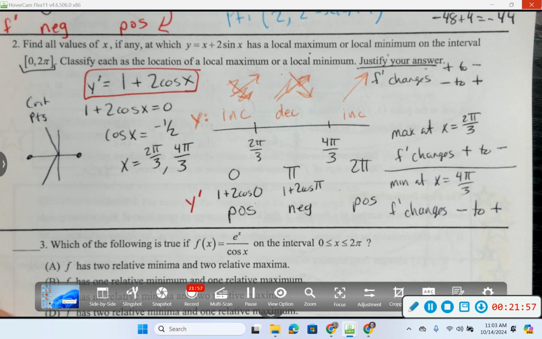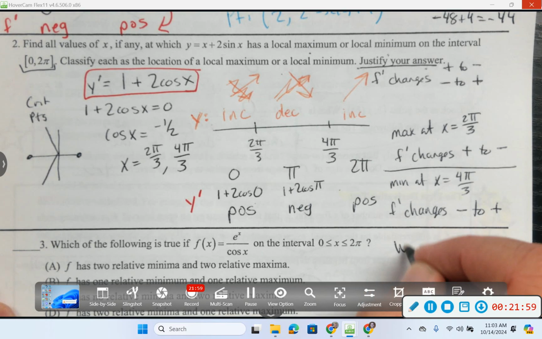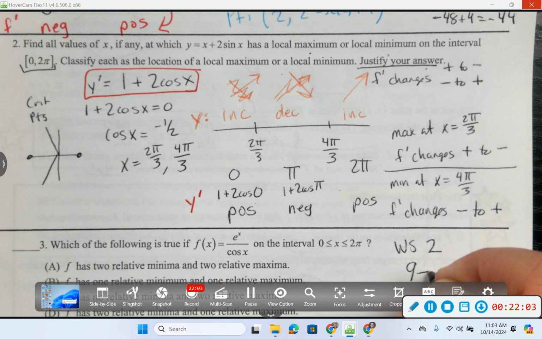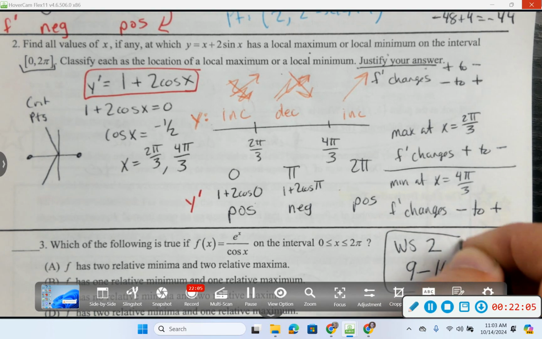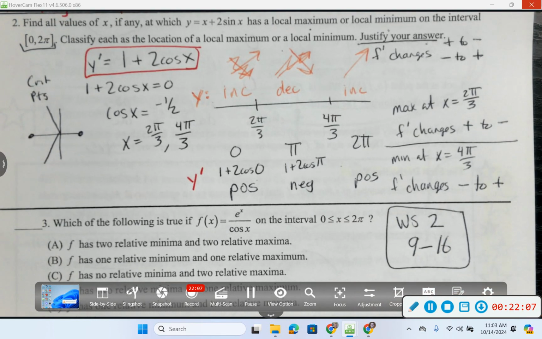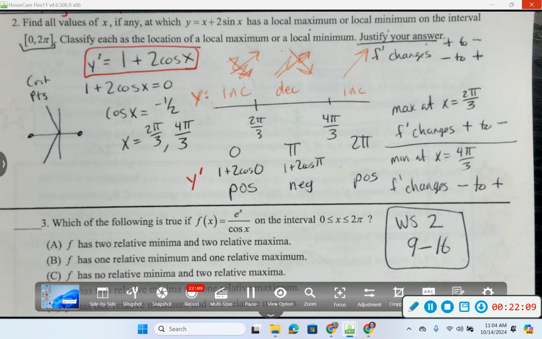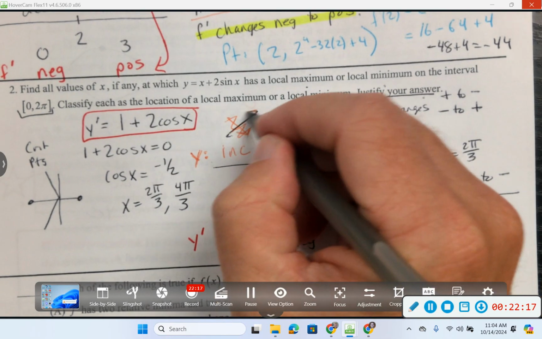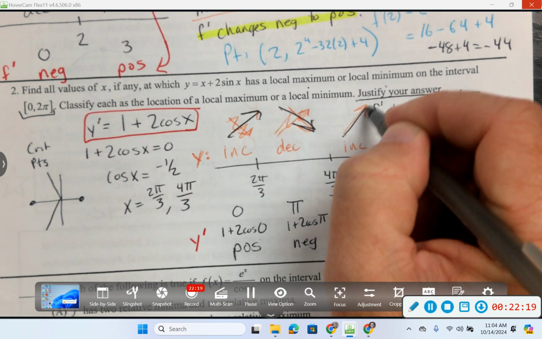All right, we'll stop there. We may work number 3 tomorrow. Assignment is worksheet 2, 9 through 16. Again, it's all the same steps from a week and a half ago, but that extra step at the end, once you have increasing and decreasing intervals, it's easy to see where the maximums and the mins are.